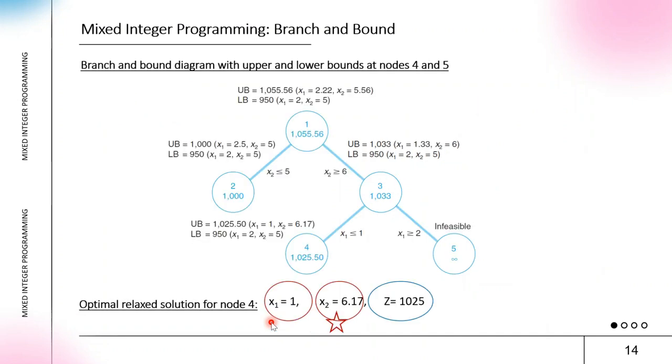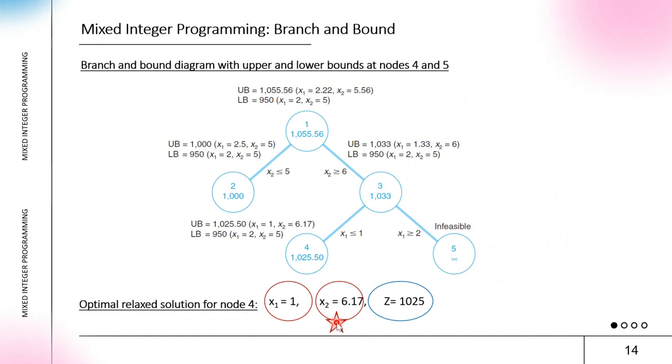This slide illustrates the updated branch and bound tree with added bounds for node 4 and node 5. Node 4 has an upper bound of 1025.50 and the solution is x1 1, x2 6.17. Node 5 is marked as infeasible, so its upper bound is infinity. Even though node 4 has a feasible solution, x2 is still not an integer, so we must branch again.